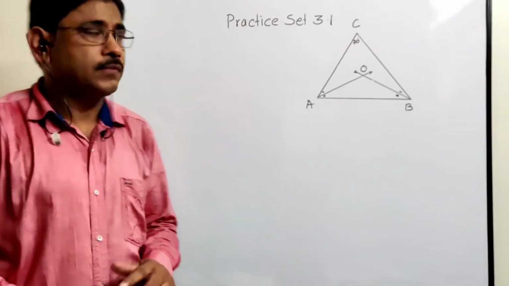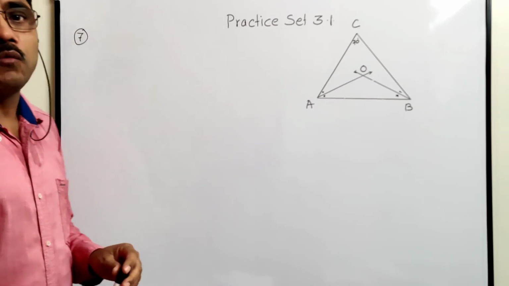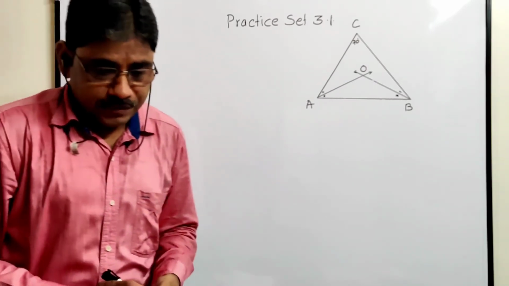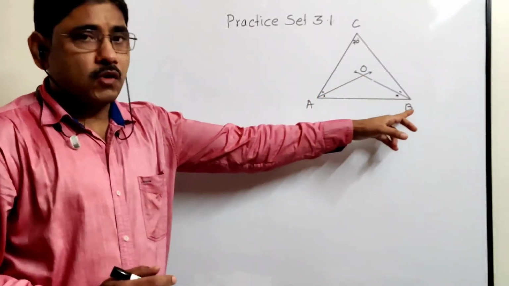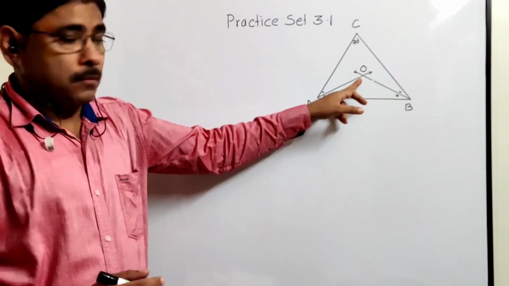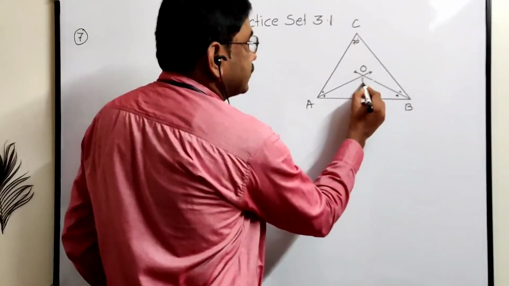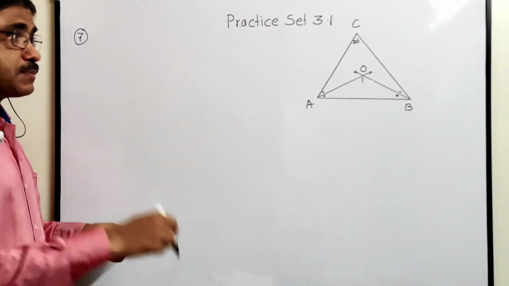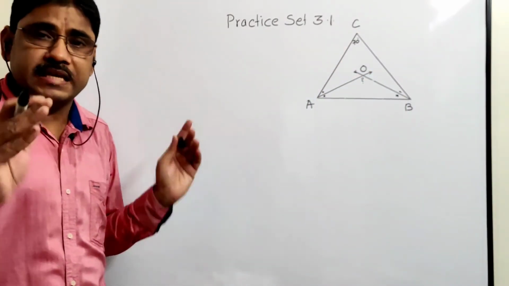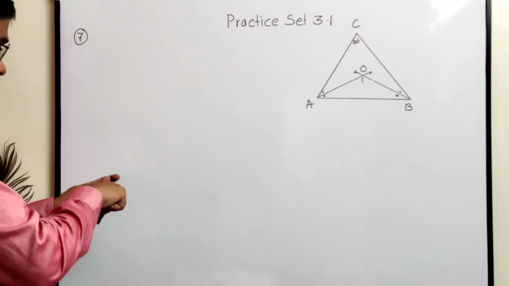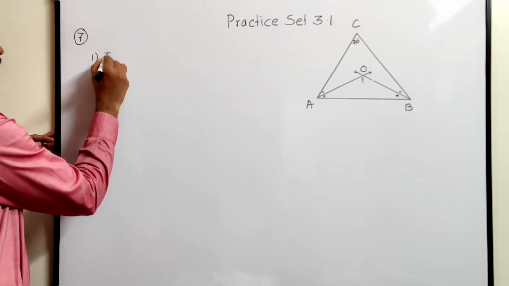Hello friends, let us see the seventh sum from practice set 3.1. What is given? In triangle ABC, the bisector of angle A and the bisector of angle B intersect at O. Angle C is 70. Then find angle AOB, means that is what we have to find. So here we have to use this property. If we write A plus B plus C, what is the measure of A plus B plus C? You know, it is 180 degrees.